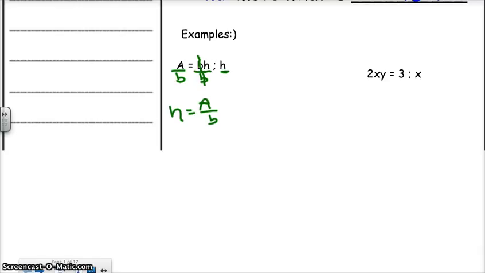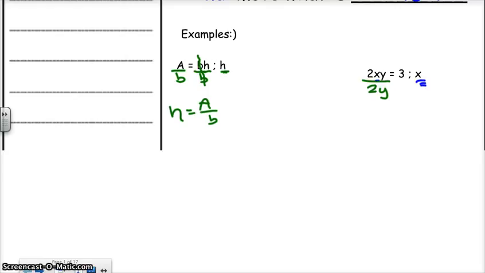Okay, this next one. 2xy equals 3, solve for x. So I underline x. That's what I want to get all by itself. And then I say, okay, well, what am I doing to x right now? I'm doing 2 times x times y. So I need to move the 2 and the y. Well, how do you move times? Divide. So I'm going to divide through by 2y.